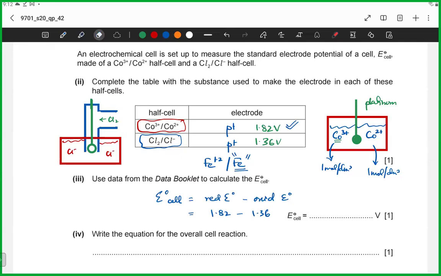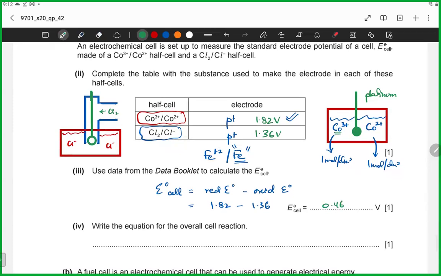Each second calculator, sorry, 0.46. This is 0.46 volts. And write an equation for the overall cell reaction.